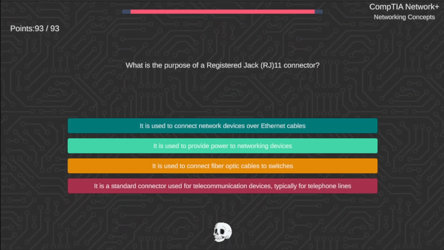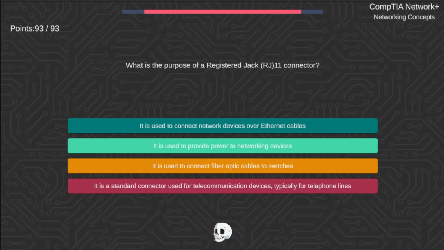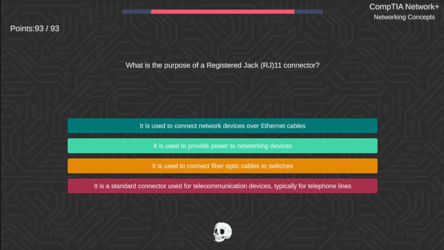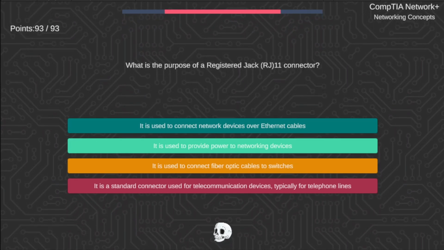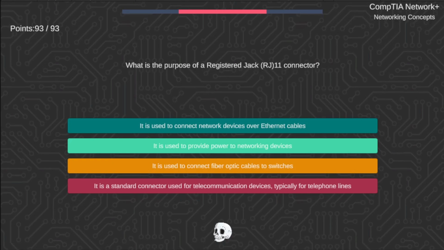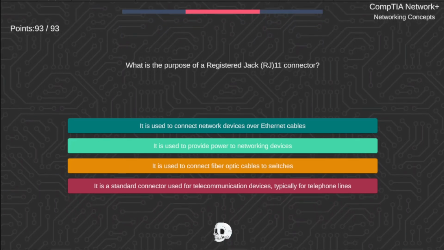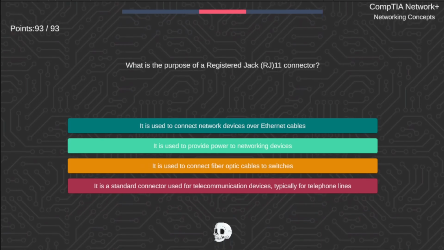What is the purpose of a register jack RJ11 connector? It is used to connect network devices over Ethernet cables. It is used to provide power to networking devices. It is used to connect fiber optic cables to switches, or it is a standard connector used for telecommunication devices, typically for telephone lines. Register jack RJ11 connector.